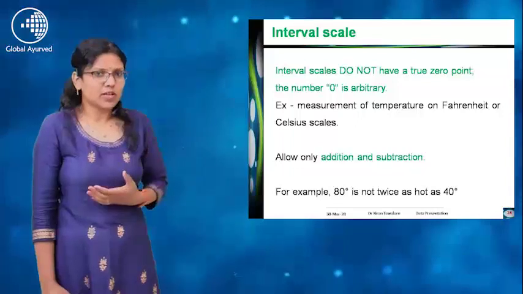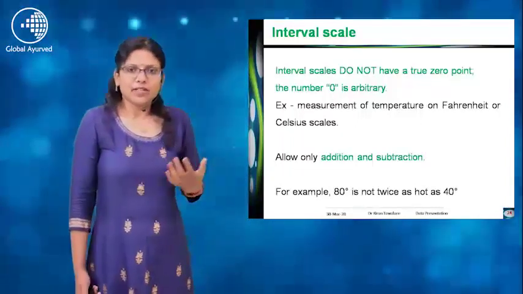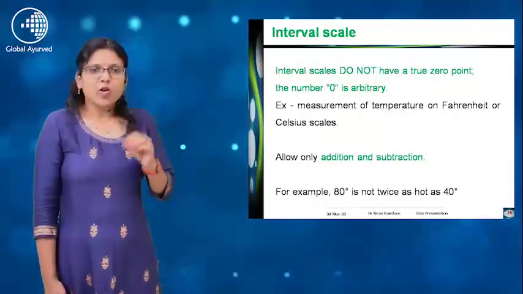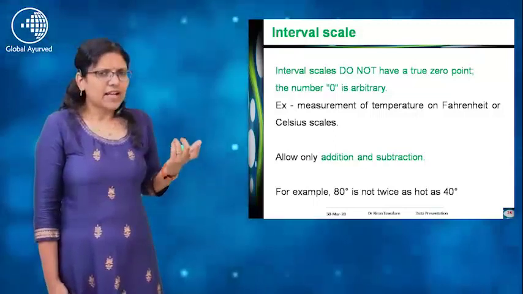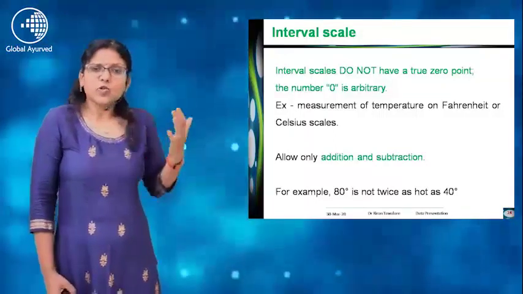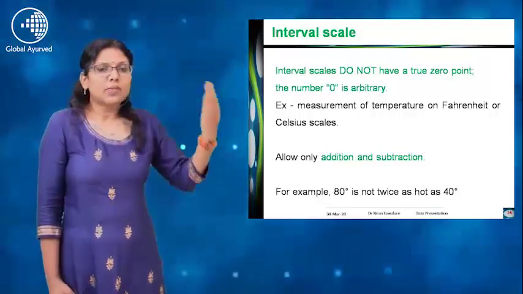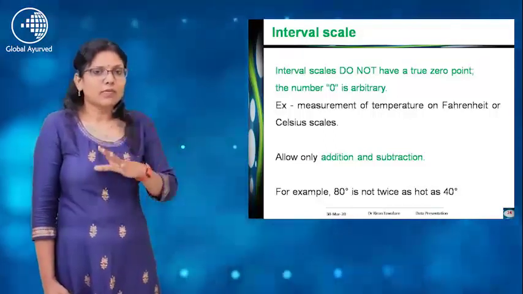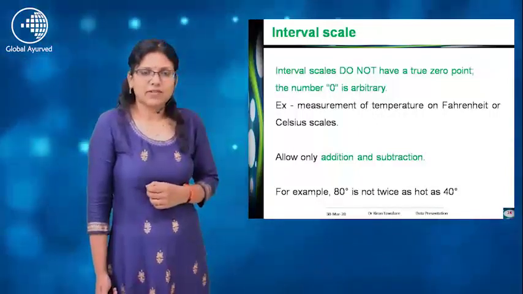जिसे हम regular temperature count करते हैं, that is the best example of the interval scale. Interval scale allows only addition and subtraction. It means we can say that, for example, 80 is not twice as hot as 40. 40 से टोटल डबल नहीं होता है. ये हम कौन सा टेम्परेचर काउंटिंग की बात करें. That is the example of interval scale.